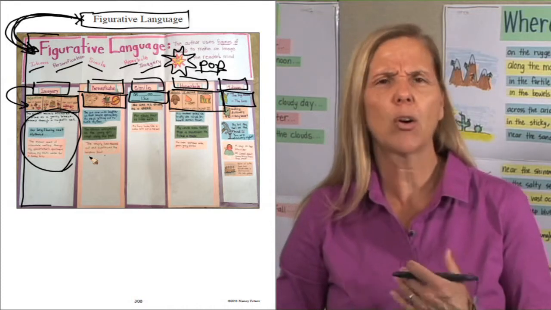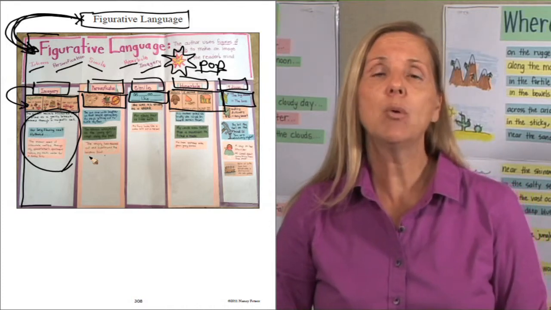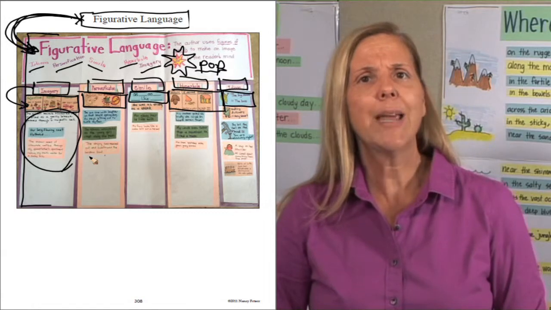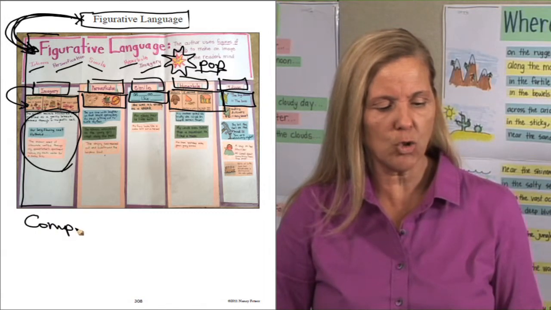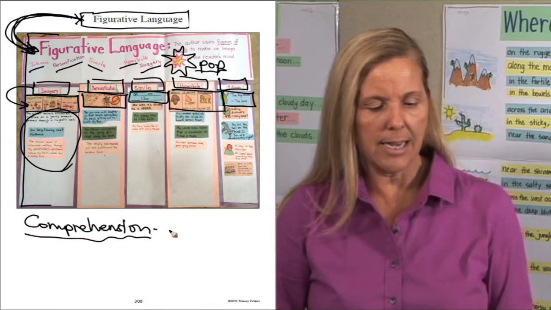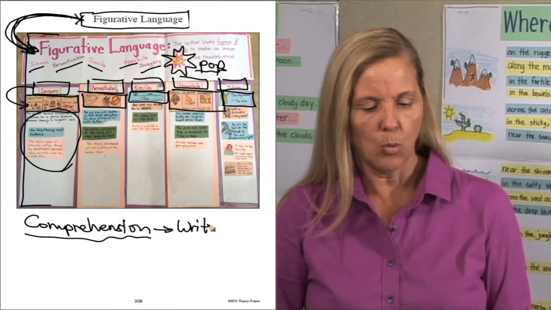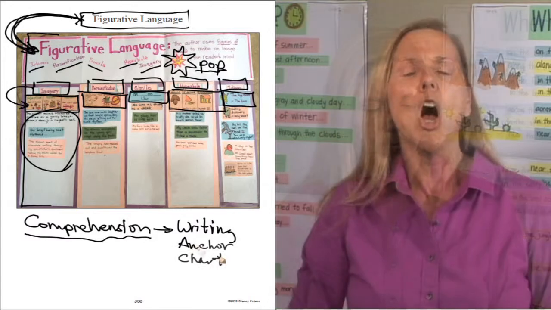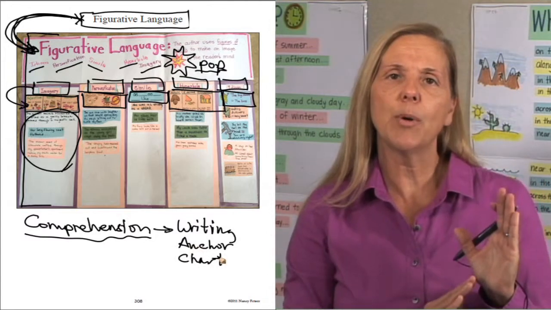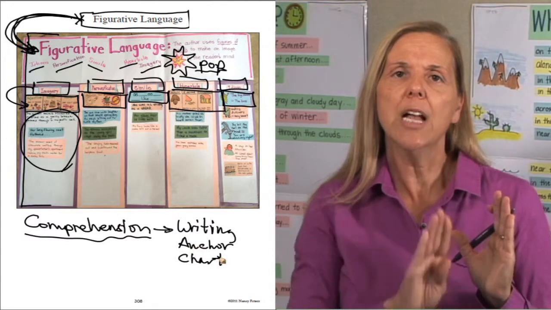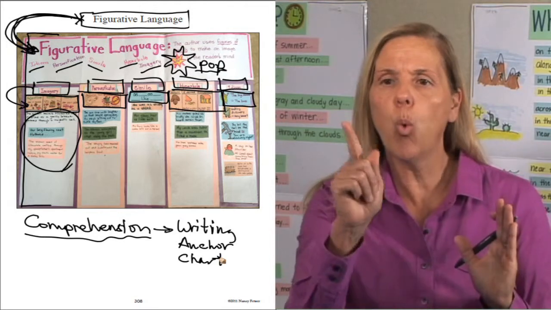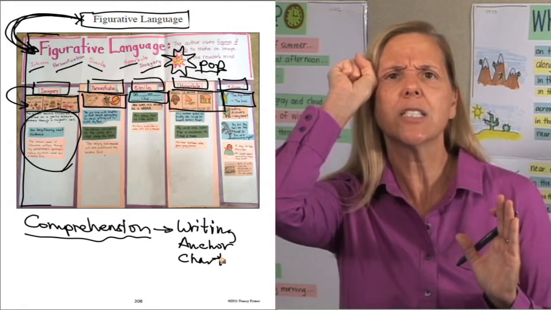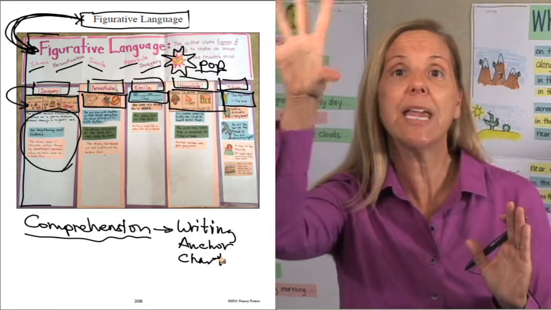And I don't mean that we do that all the time, but we may be reading and I may stop the students, and again, this would be a comprehension strategy connected to this writing anchor chart. I may read, and as I read, I may stop and say, boys and girls, the next sentence is going to be figurative language. Why is it figurative language? Because the author wants this to pop in our mind.